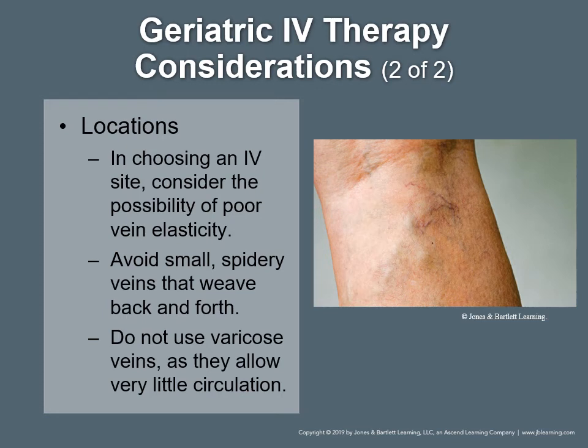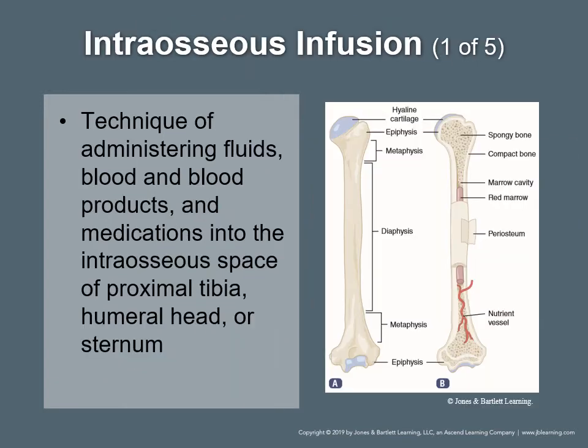Okay. Locations. In choosing an IV site, consider the possibility of poor vein elasticity. Aging causes loss of elasticity in the body tissues. Avoid small spidery veins that weave back and forth. Do not use varicose veins as they allow very little circulation. Somebody somewhere has done that, or they wouldn't put it in your book, I promise.